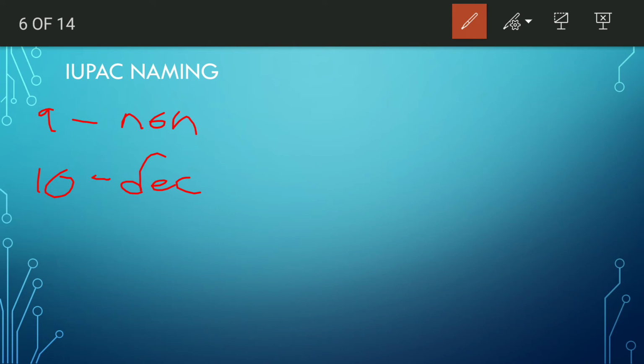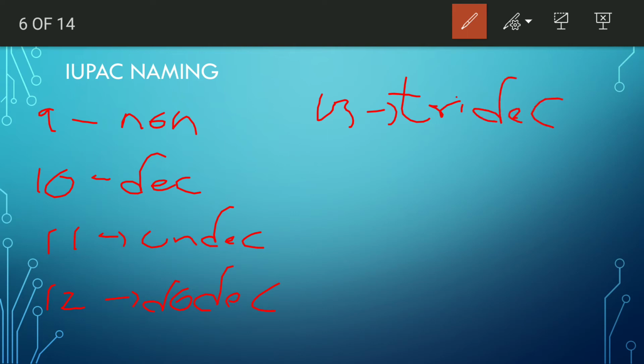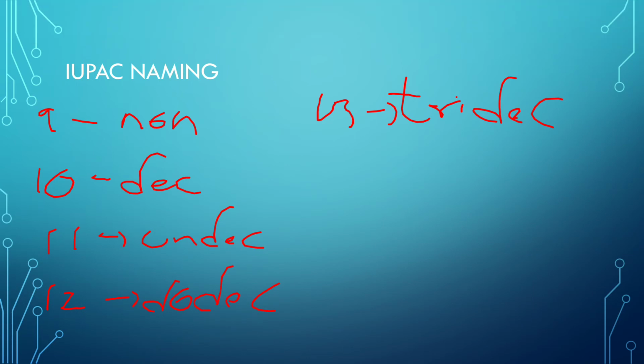Till 10 it's enough, but in extreme conditions you may find 11 or 12 carbons in the parent chain. So 11 carbons is undec, 12 is dodec. So logically 13 would be tridec. So till 13 is more than enough, and if you want more than that, then you can logically know, right?